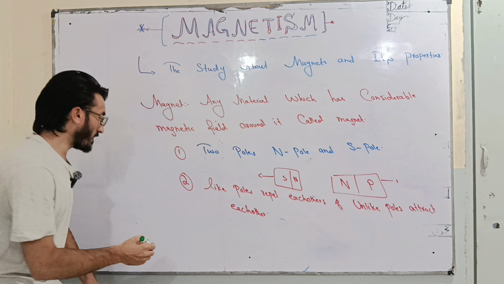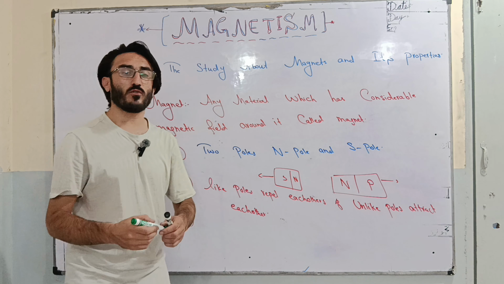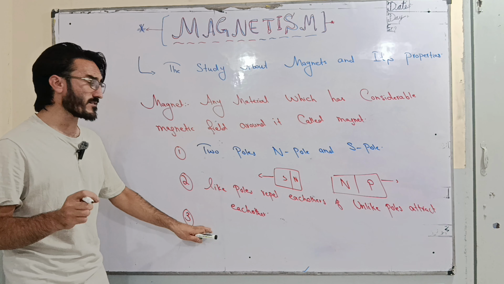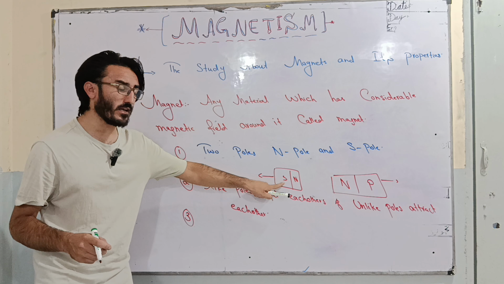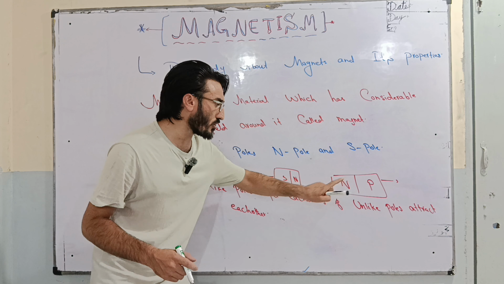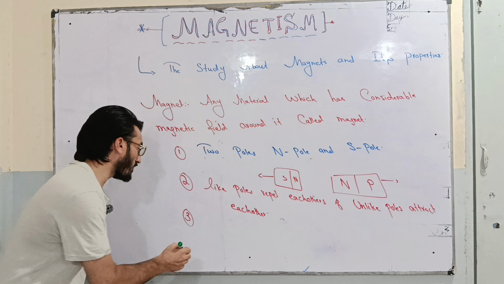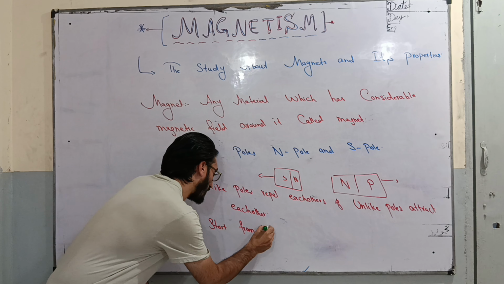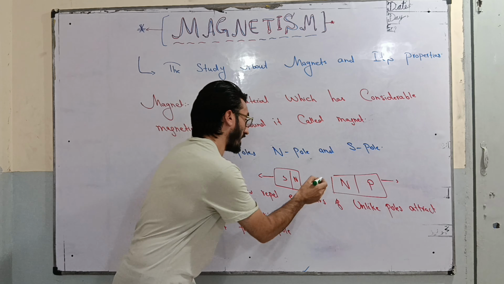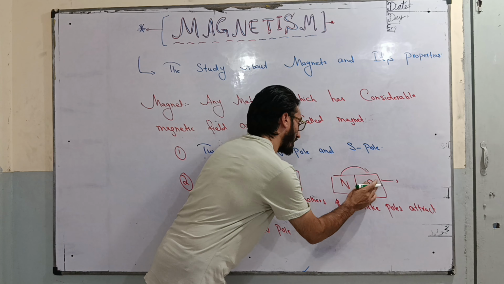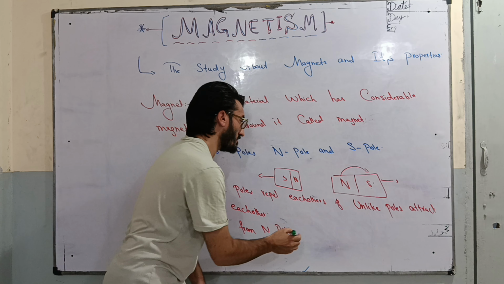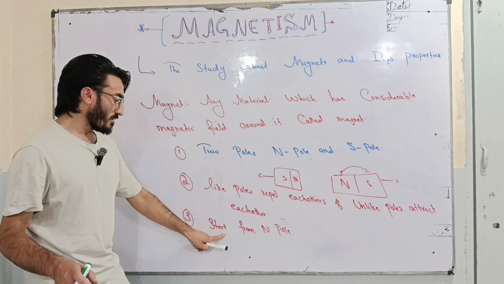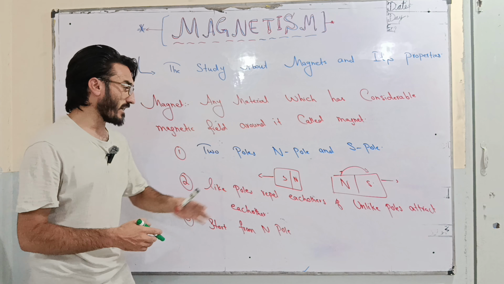Number three, what is the third property of a magnet? As we know, magnetic field lines always start from the north pole and end in the south pole. Magnetic field lines start from the north pole and end in the south pole.